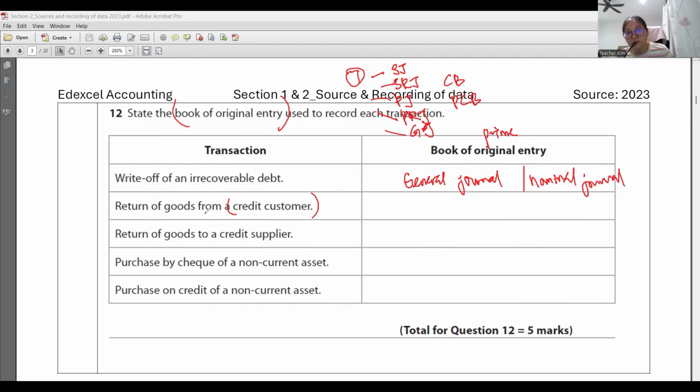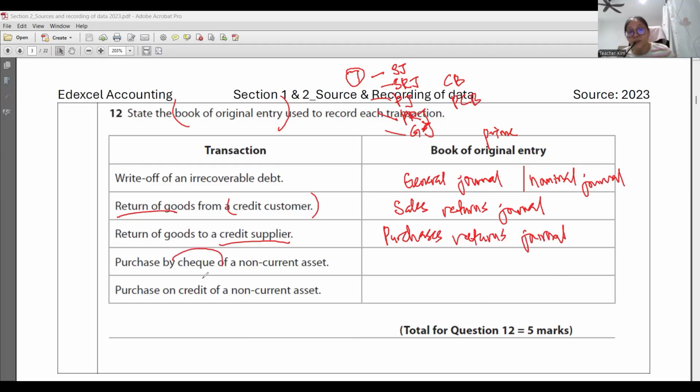For the return of the goods from the credit customer, this one we sold goods. I mean, this is a sale. But return goods, sales return journal. Return goods to credit supplier. Supplier is a purchase. So return goods is a purchases return journal.